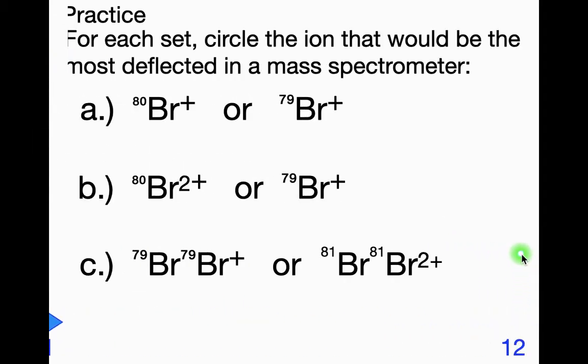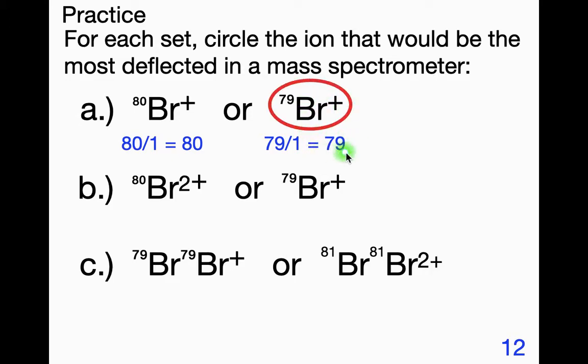So let's do some practice. For each set, circle the ion that would be the most deflected in a mass spectrometer. So we're given two bromine ions. First one is bromine 80, the second one is bromine 79. So our mass-charge ratio for the first one would be 80 divided by 1, or 80. The second one would be 79 divided by 1, or 79. So this has a smaller mass-charge ratio, so it would be deflected more in a mass spectrometer.